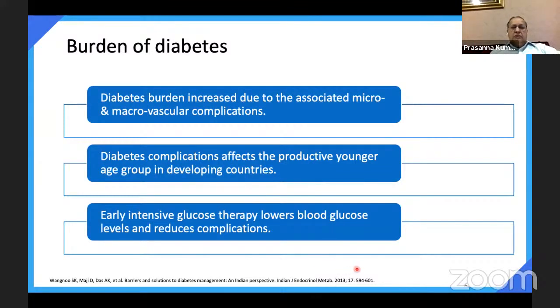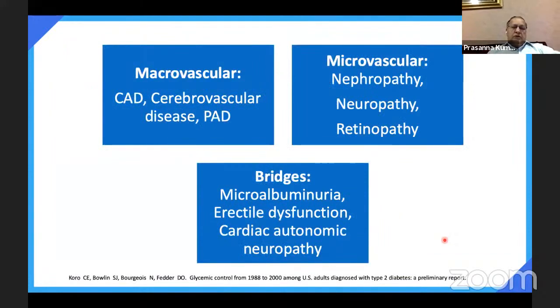Then these complications affect the most productive younger age group in developing countries. Diabetes occurs one decade earlier, so also complications will occur one decade earlier in the Indian population, because the younger you are, both quality and quantity of life is affected. Early intensive glucose therapy lowers blood glucose levels and reduces the complications as such.